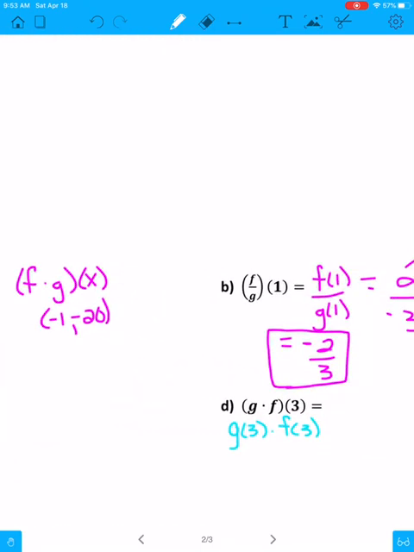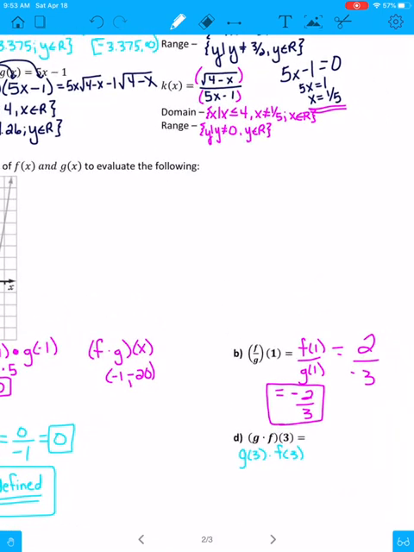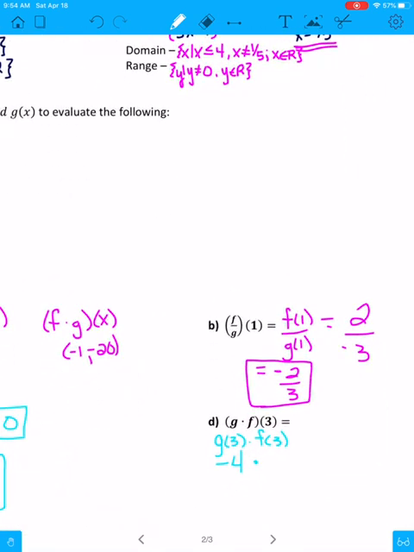Okay, D is g of 3 times f of 3. g of 3 is -4 times f of 3, which is 5. So it's -20. So what did I find again? I found a coordinate on the graph of g of x times f of x at 3 and -20.